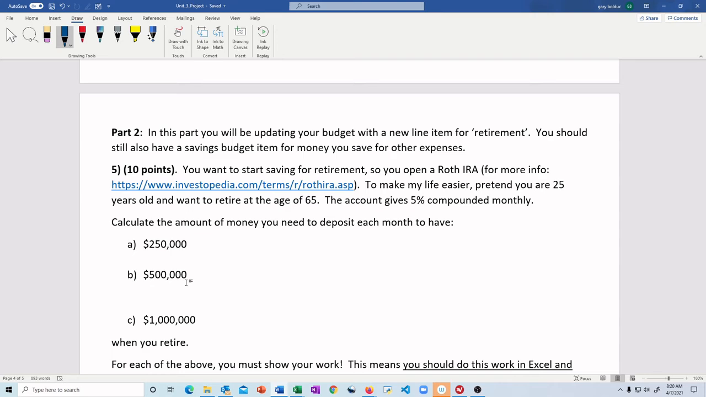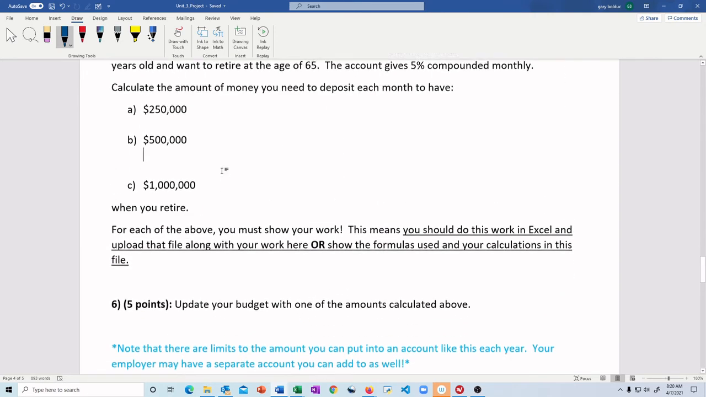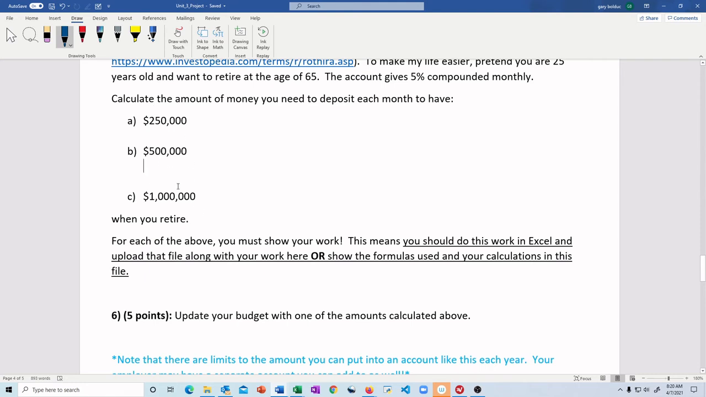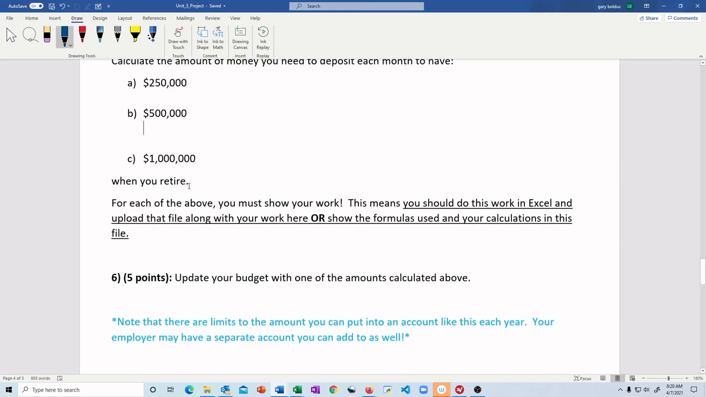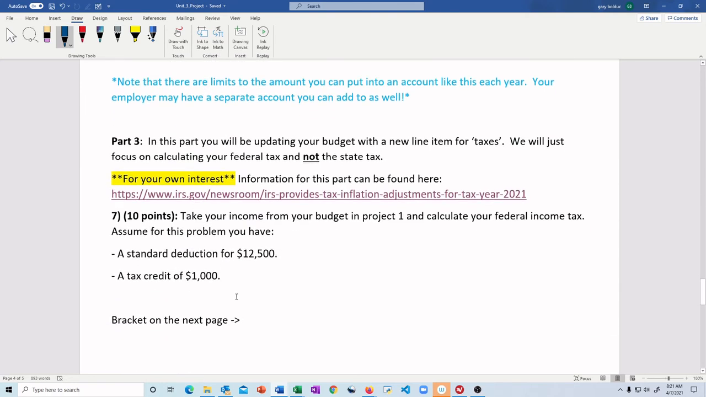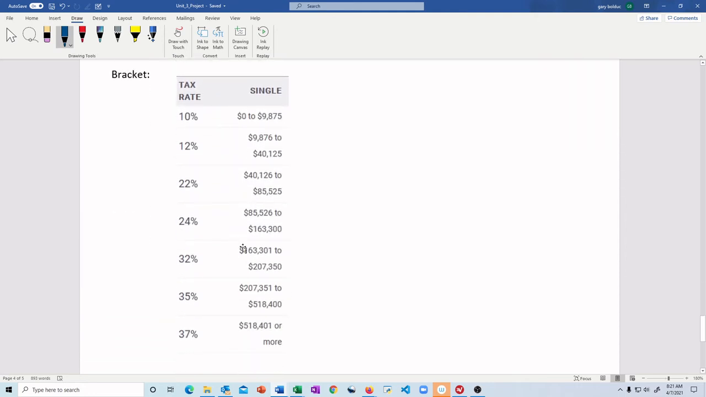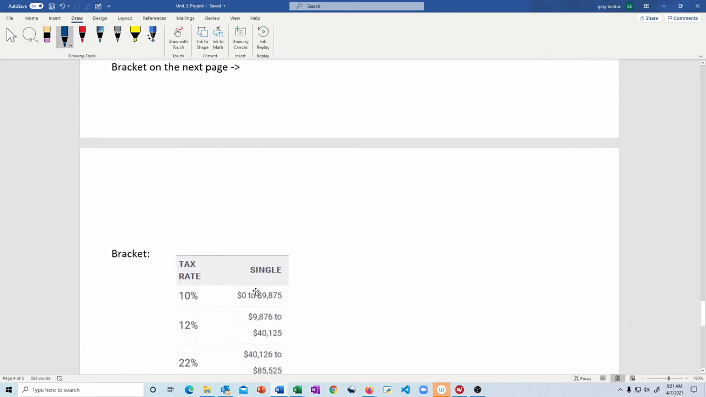Go use it. Okay? Once you've done that, update your budget with one of these amounts that you pick, whichever one you want. You're going to save that every month for your retirement. But we're blazing through this. You're doing loans, you're doing property tax, you're doing savings. Okay? Then, well, what else did we do? We did income tax. Here's a deduction. Here's a tax credit. Here's a bracket that you need to use. This is not a flat tax, this is a bracket.